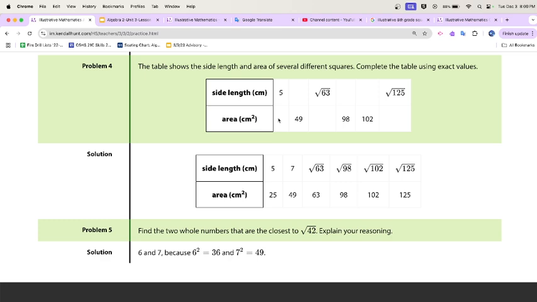And you say, okay, well, what's the area? If the side length, so look how these are flip-flopped. If the side length is 5, the area is going to be 25. If the area is 49, well, the side length is going to be the root of 49, which would be 7. If the side length is root 63, that means the area must have been 63. And if the side length was root 125, the area must be 125. And then if the area is 98, then the side length must be the root of 98. And again, you could also estimate these roots here.